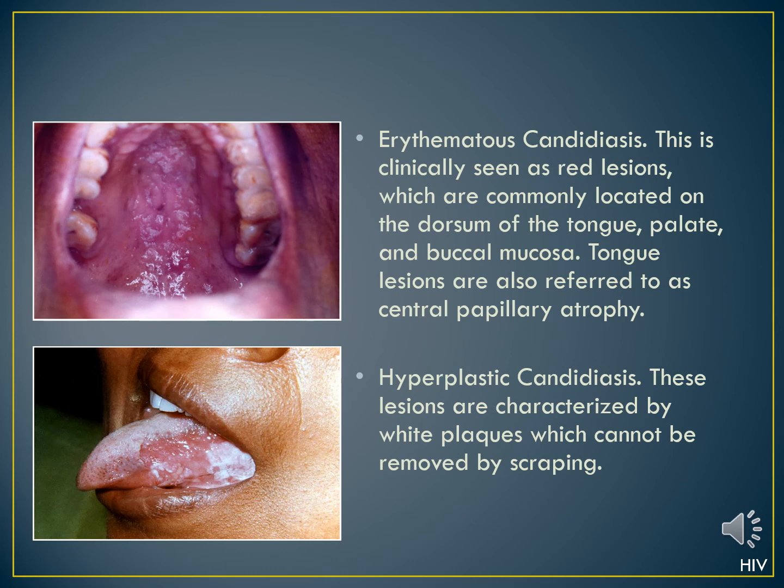Next, under oral candidiasis, there is also erythematous candidiasis. This is clinically seen as a red lesion, which is commonly located on the dorsum of the tongue, palate, and also buccal mucosa. Tongue lesions are also referred to as central papillary atrophy. And lastly, there is also hypoplastic candidiasis. This lesion is characterized by white plaques which cannot be removed by scraping, and this is usually seen on the lateral border of the tongue.